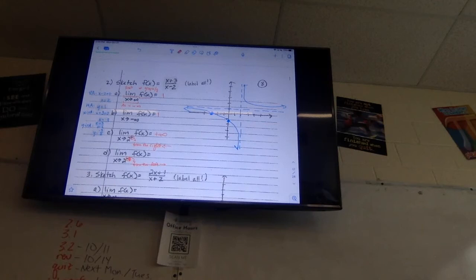Now we're going to go from the other way. So now we're still going towards 2, but we're coming from the left. So I'm following my line of the graph from the left. What's my graph doing as I get closer and closer to 2? Negative infinity. Very good.